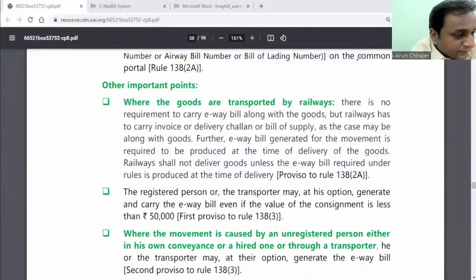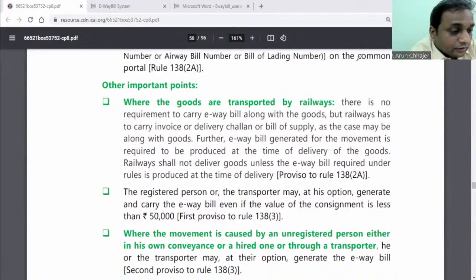Namrata, if part A is filled by the supplier, can the remaining part B be generated by the recipient? No. If part A is filled by the supplier, then part B can be filled either by the supplier or by the transporter, not by the recipient. Mansha, in bill to ship to model, the location of the supplier and the location of the recipient is relevant.